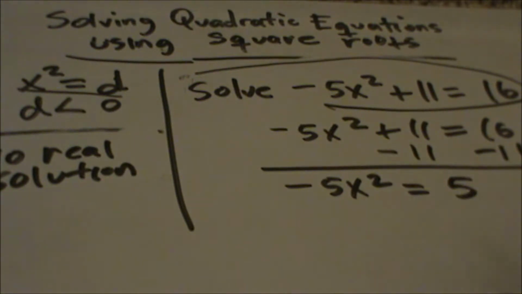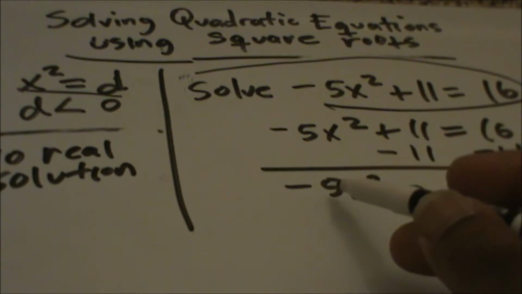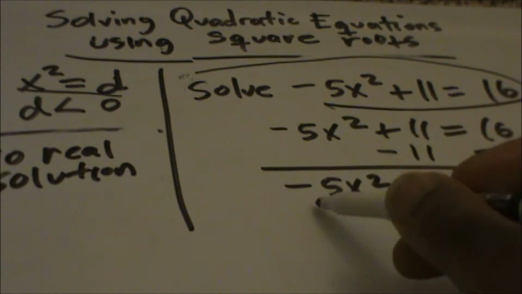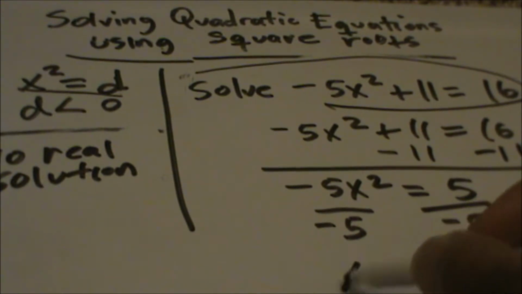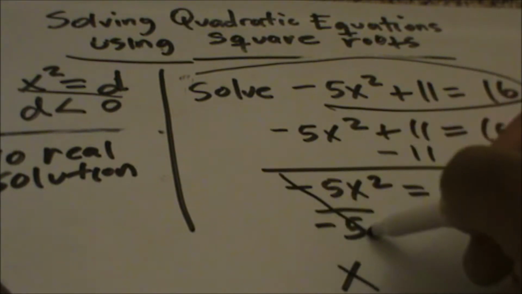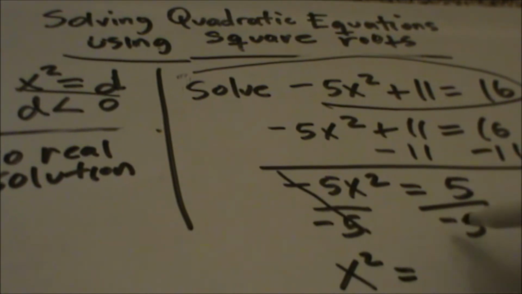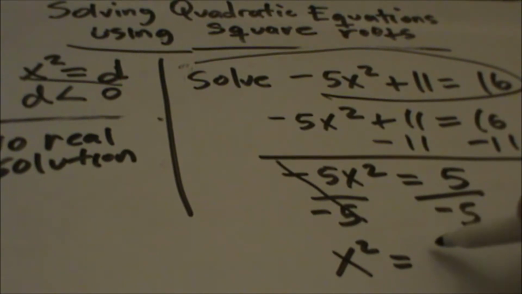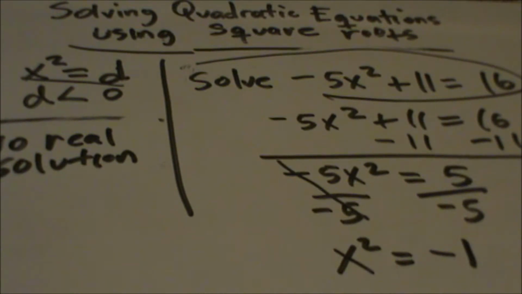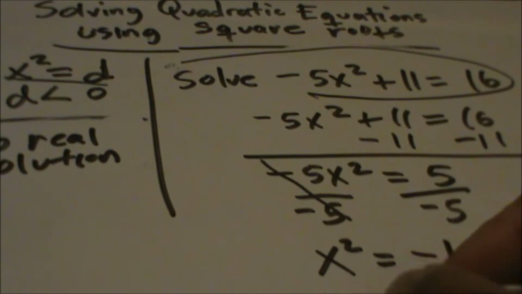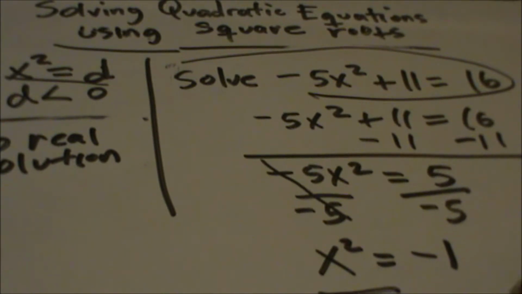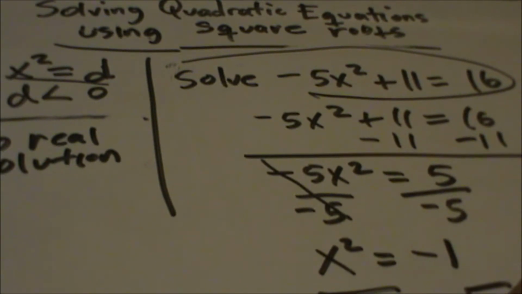Now, to get rid of the negative 5 in front of x squared, we simply divide on both sides. So the negative 5 cancels. We have x squared equals 5 divided by negative 5, which is negative 1. And look at this, we have x squared equals negative 1. So if we try to find the square root on both sides, we'll have x, but this is what we have.